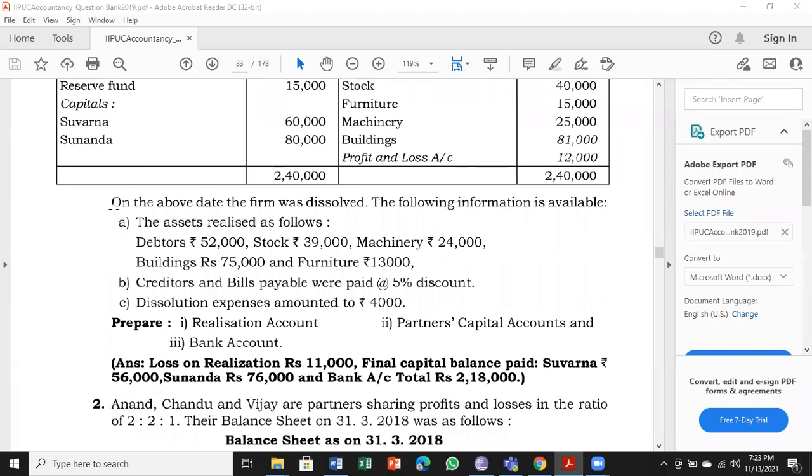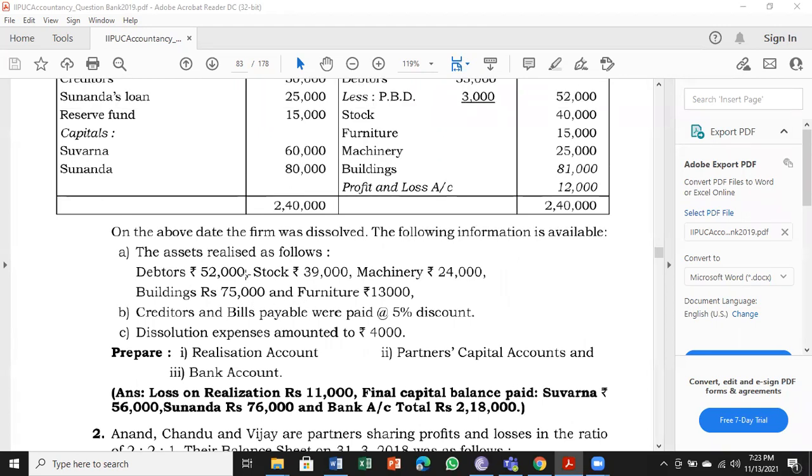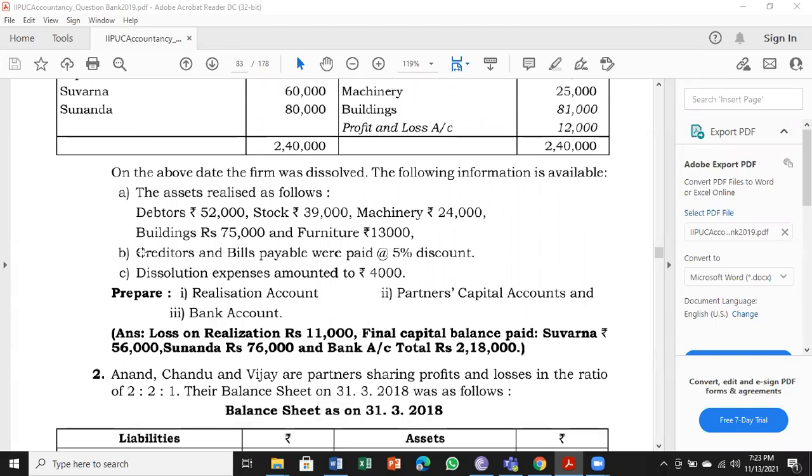Then information. On the above date, the firm was dissolved. The following information available. Assets realized as follows: debtors, stock, machinery, building, furniture. 5 assets they have given. So all assets which are there in the business, all have been converted into cash.